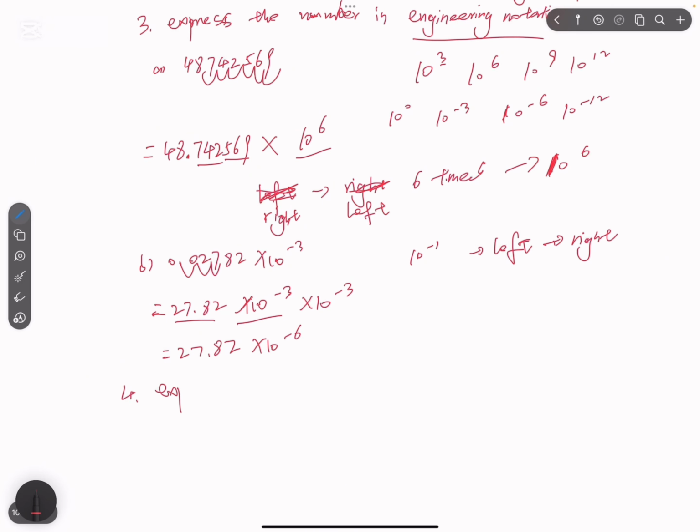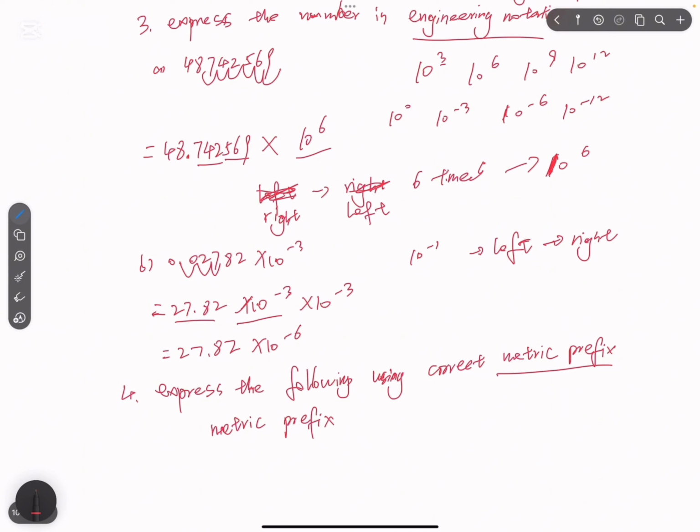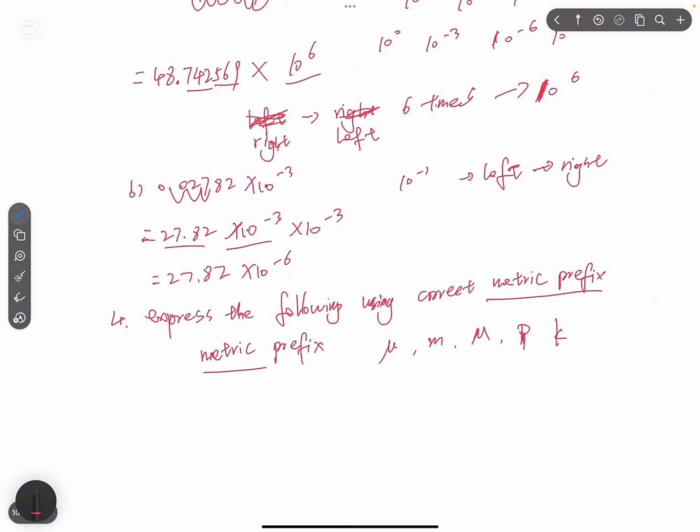Number 4, express the numbers using the correct metric prefix. So when we say metric prefix, it means micro, milli, mega, pico, and the K. So that's 10 to the minus 6, 10 to the minus 3.